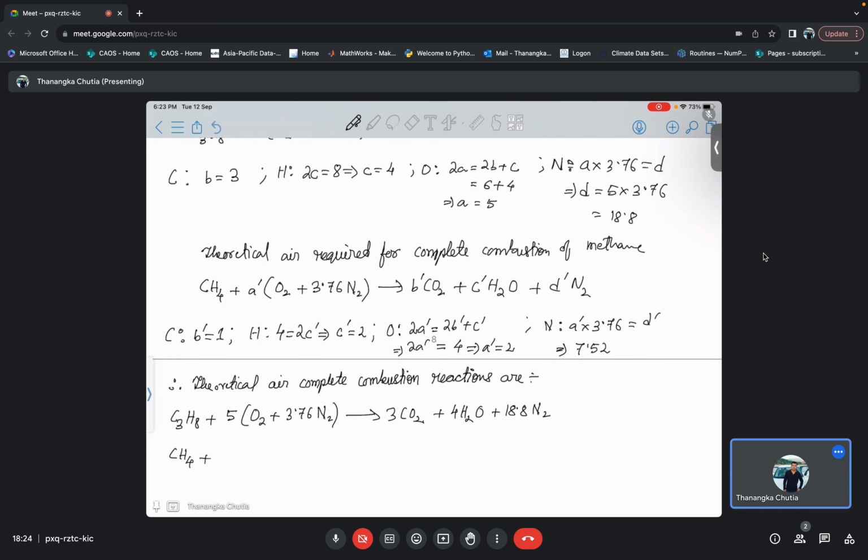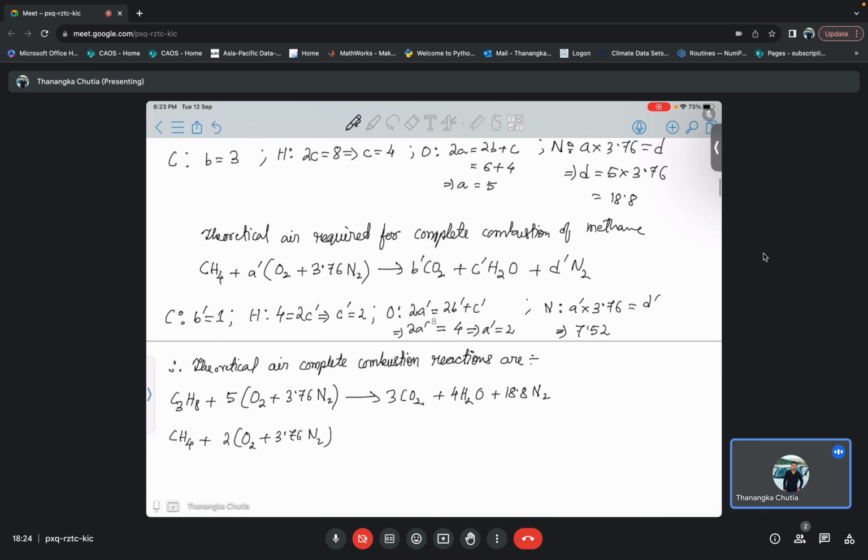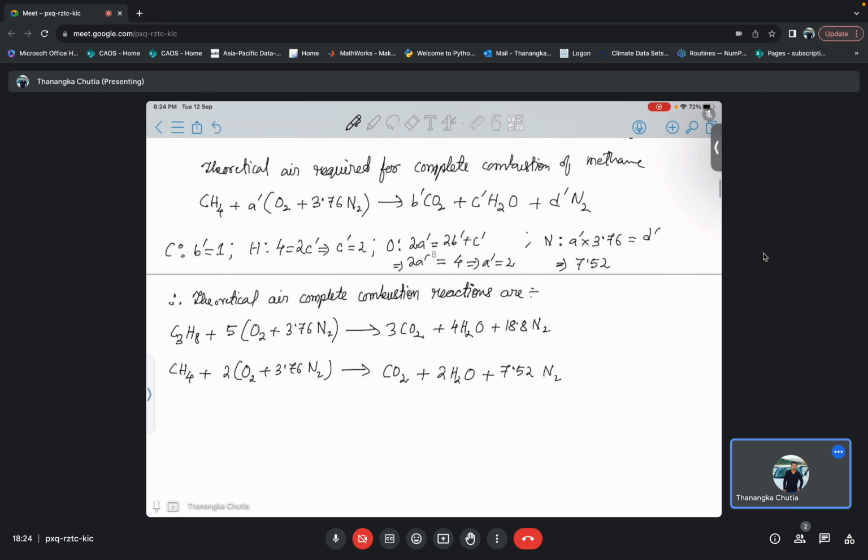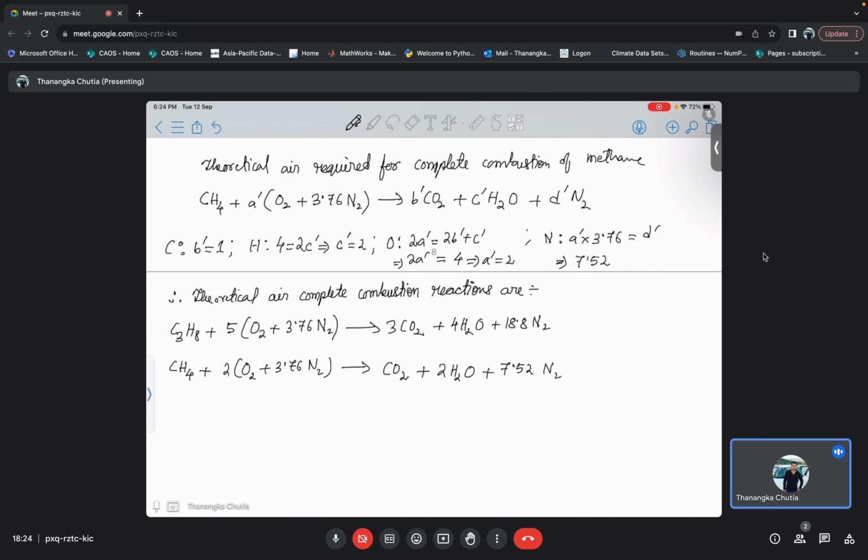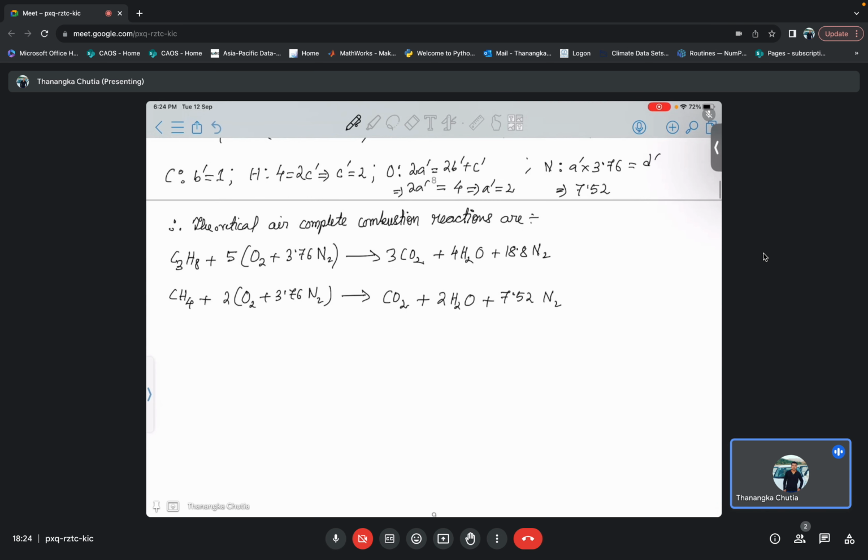CH4 plus 2 O2 plus 3.76 N2, okay, gives CO2, B prime is equal to 1, plus 2 H2O plus 7.52 N2. Okay, fine. So we have got the theoretical complete combustion reactions for both methane and propane.